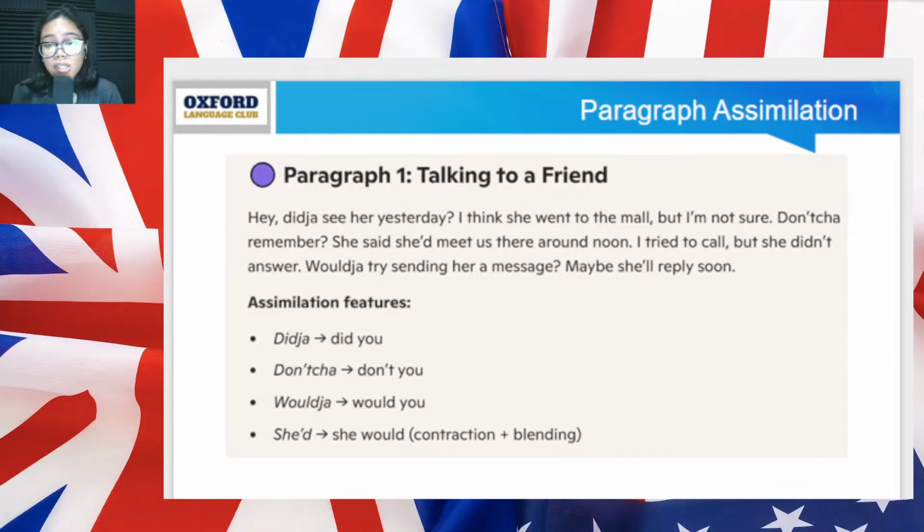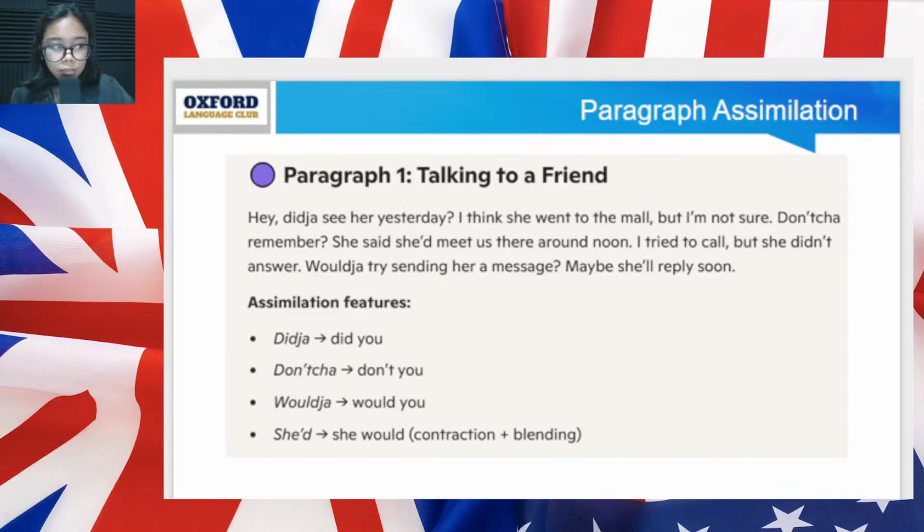Third, we have would ya. This comes from the full phrase would you, which is similar to did ya. The D sound from would and the Y sound from you blend and change into the J sound, which makes the sounds become softer and faster when you say them together. Of course, it creates a very smooth and easy flow between words. Your mouth just anticipates the next sound.